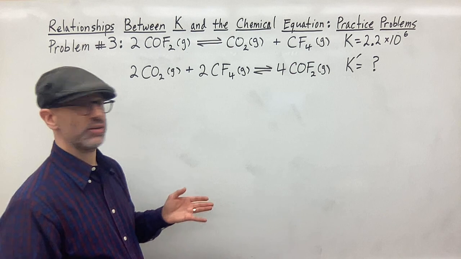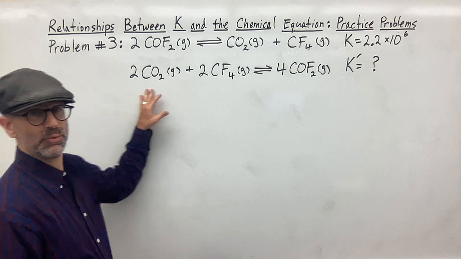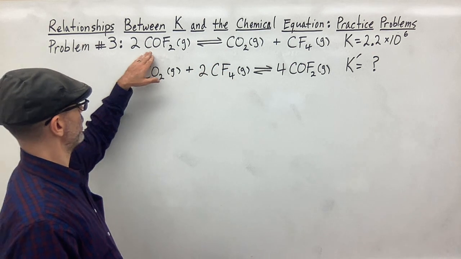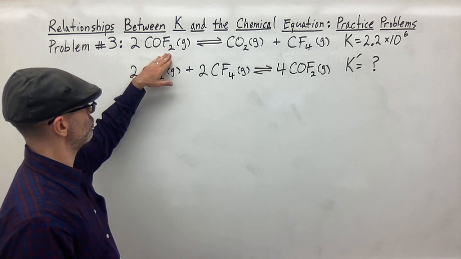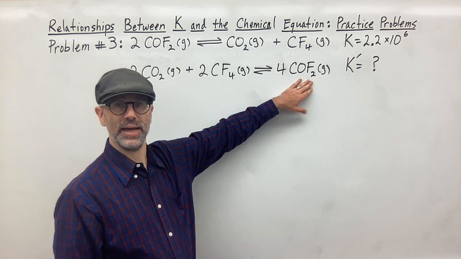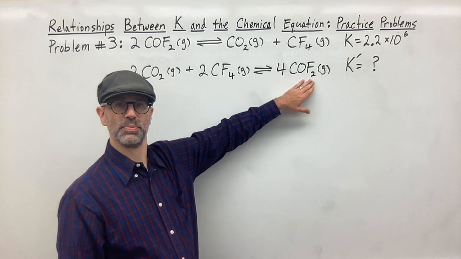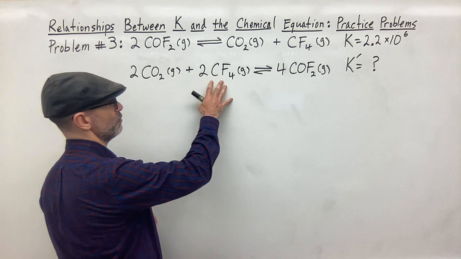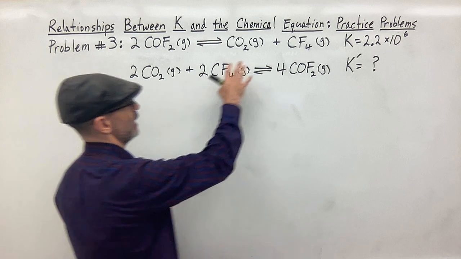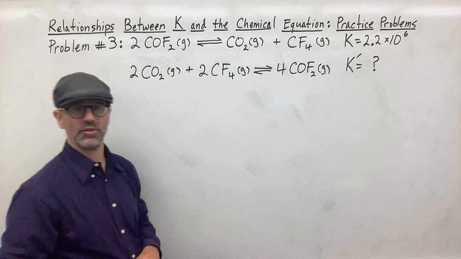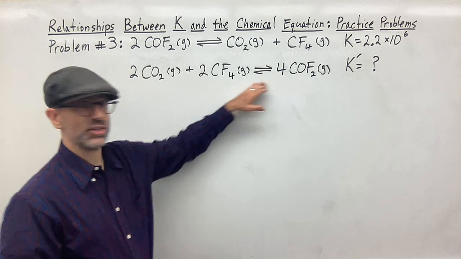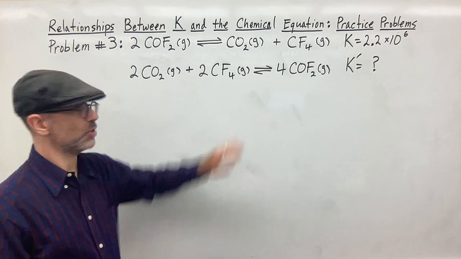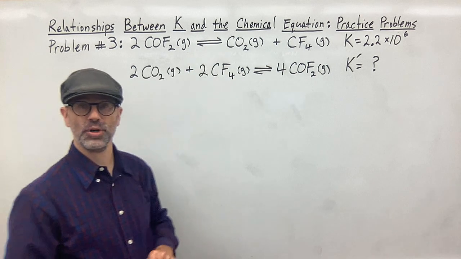First thing we want to notice here is where the reactants and products are. So here we see that we have a reactant COF2, and then here we find it as a product, COF2 as a product. Here we see that CO2 and CF4 are reactants, and here we see that they are products. So this equation that we are trying to determine the K for is the reverse of the reaction that we're given here.